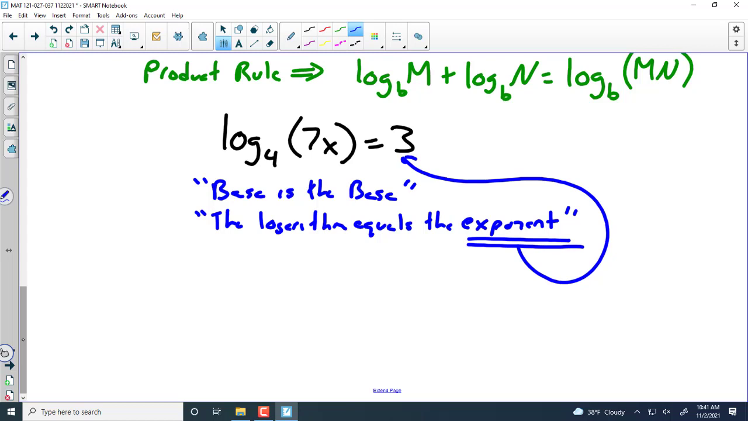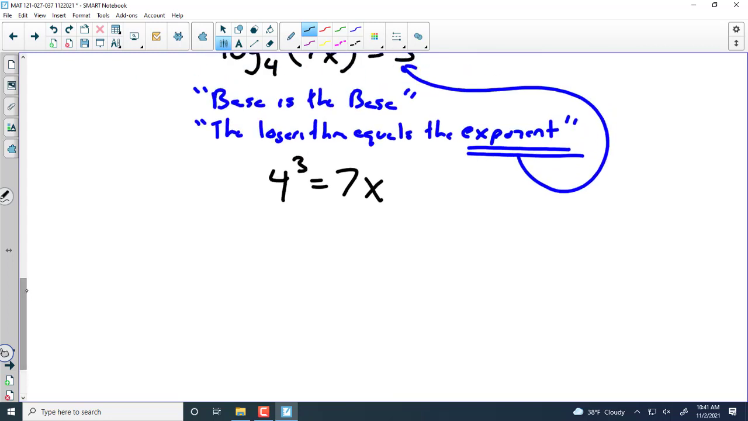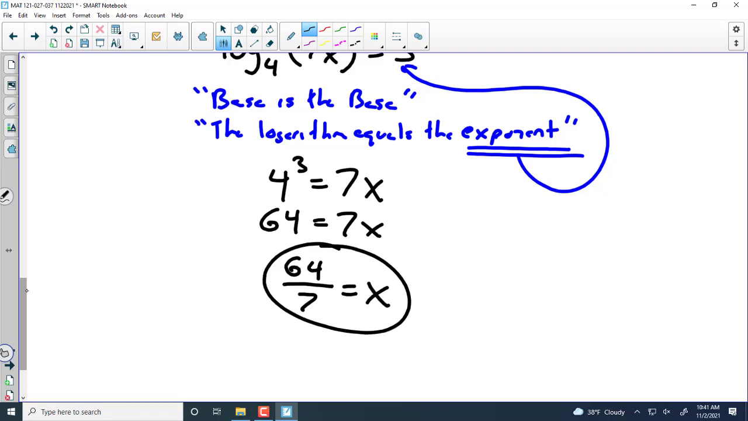So to rewrite that in exponential form, what would I write? What to the what equals what? 4 to the power of 3 equals 7x. Good. 4 to the third equals 7x. That was perfect. And you might not get your favorite answer, but you don't need a calculator for it, because 4 to the third is 64. You divide both sides by 7, and you'll get 64 over 7, which might not be our favorite answer, but it is a valid answer to the problem. And we're done.